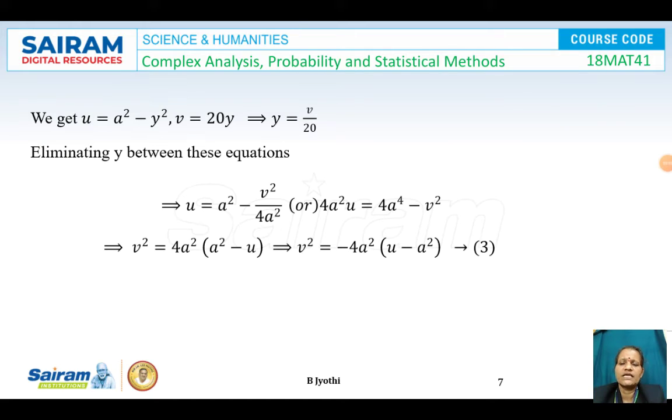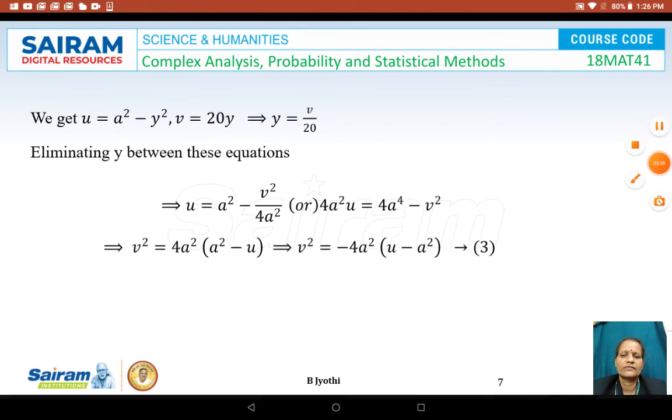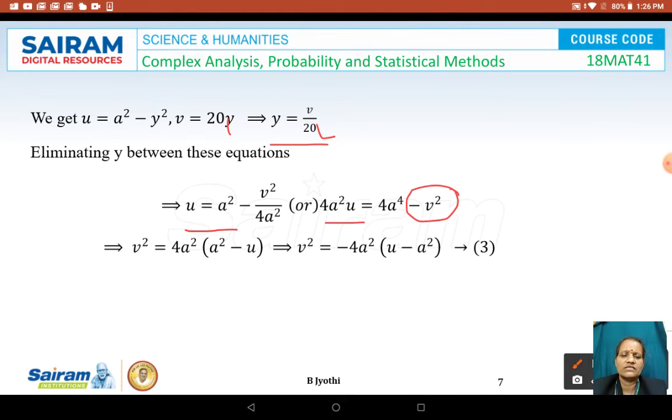So u is equal to a square minus y square and v is equal to 2ay. Therefore, y is equal to v divided by 2a, and eliminating y between these equations we get u is equal to a square minus v square by 4a square, or 4a square u is equal to 4a power 4 minus v square. We want only v square, therefore v square is nothing but 4a square into (a square minus u), or taking the minus outside, v square is equal to minus 4a square into (u minus a square), which is nothing but a parabola.